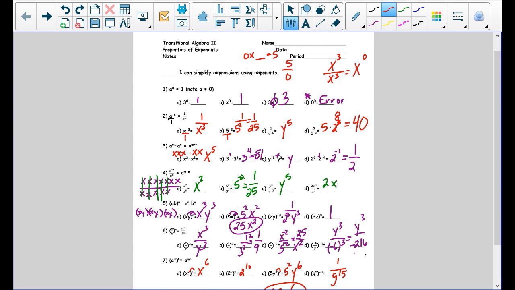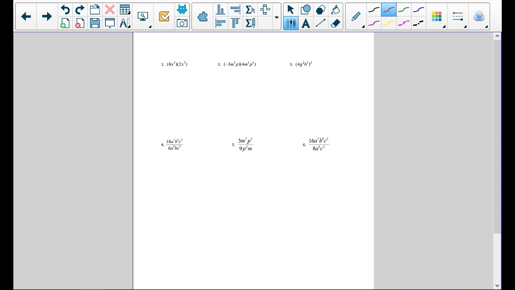So flip it over on the back. We got a couple problems to work here on the back. A little bit bigger, but not much harder than what we just did.